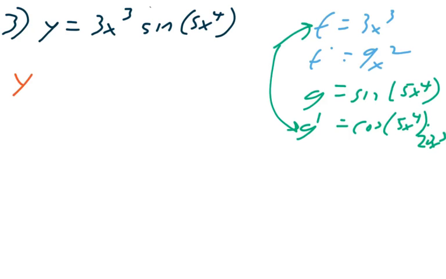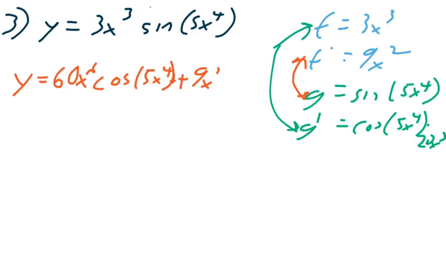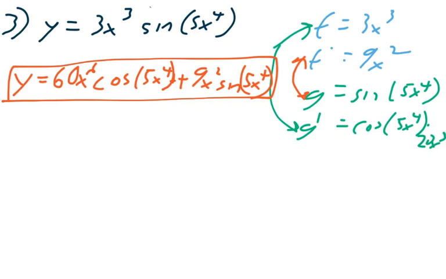So y equals, let's see, we'll make that 60x to the 6th cosine of 5x to the 4th plus multiply these two together, and we get 9x squared sine 5x to the 4th. Can't add those together, so we are finished.